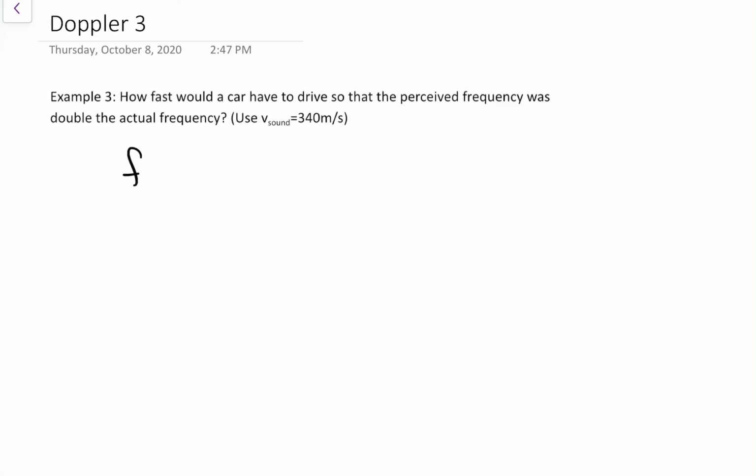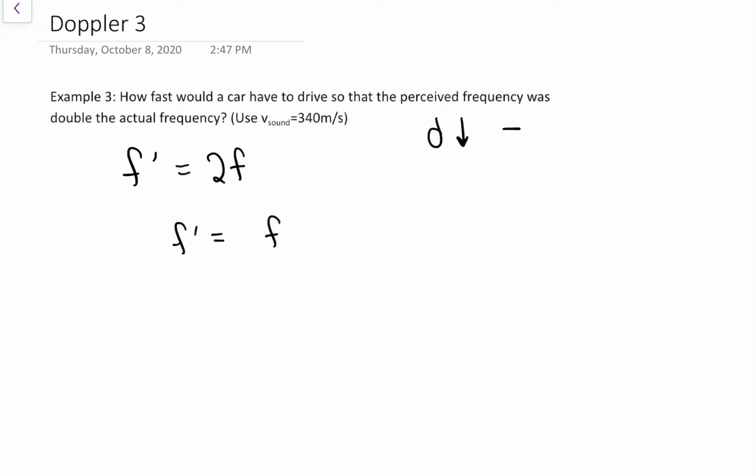For the notation that I've been using, that means that the perceived frequency is 2 times the regular frequency. I don't know what the regular frequency is, but the perceived frequency is double. The only time we'd get a higher frequency is when the car is driving towards you. The distance between you and the car is getting smaller. That's why you hear a higher frequency. That means we're going to use the version of the equation with a negative.